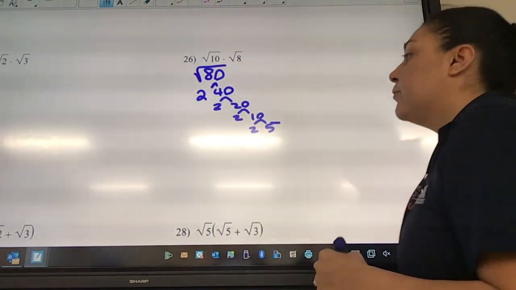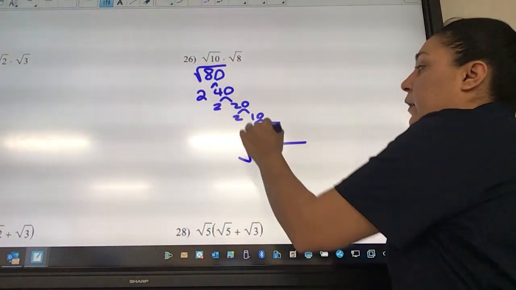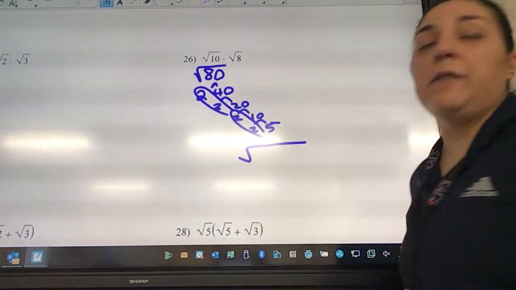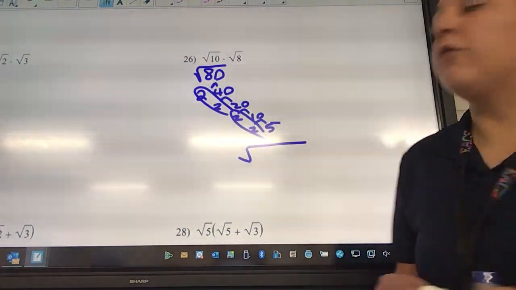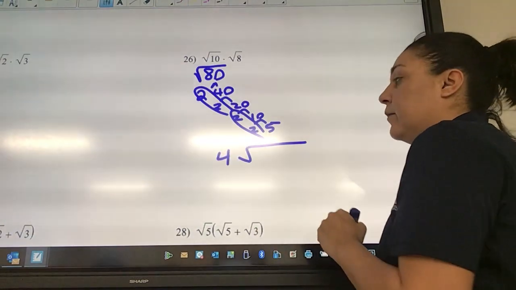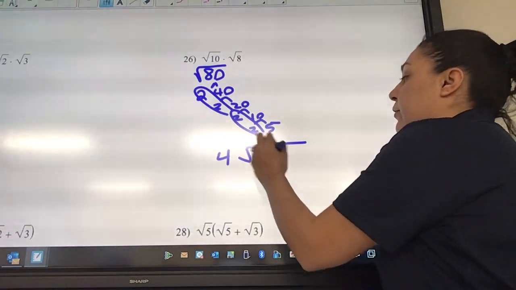Okay, so who can go? 2 groups of 2s, which is going to give me a what on the outside? A 4. Who cannot go? The 5.